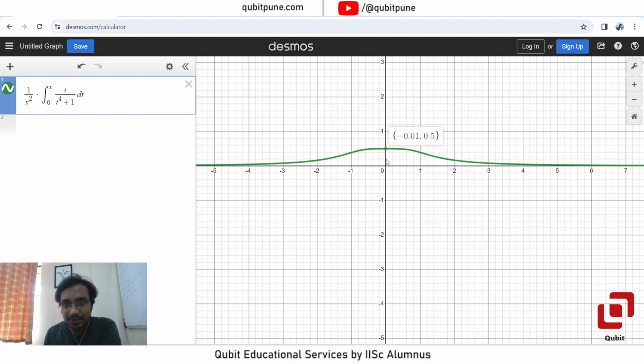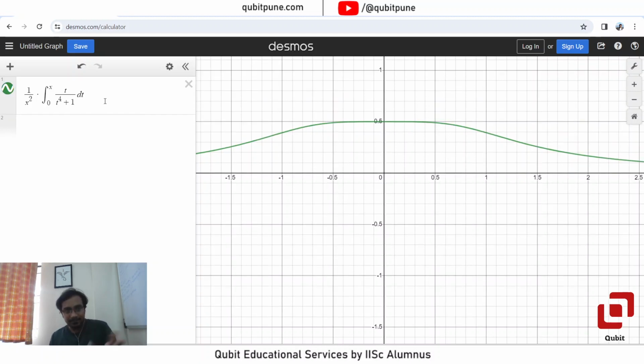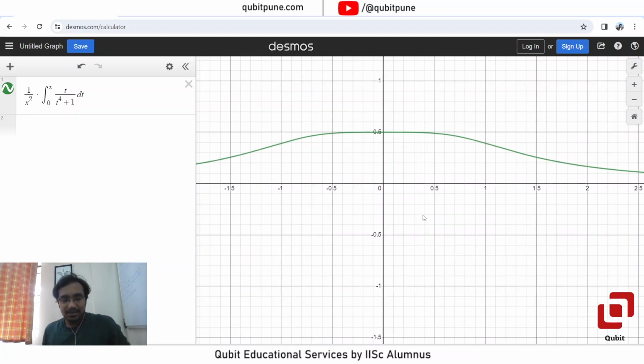But at 0 we should get it undefined. Yeah, see, look. At 0 we got undefined, but near that, everywhere it is 0.5. So see, at point 2 it's not 0.5. This calculator is rounding it off to 0.5. So you can also use Desmos to evaluate integrals. It's a good tool to have.